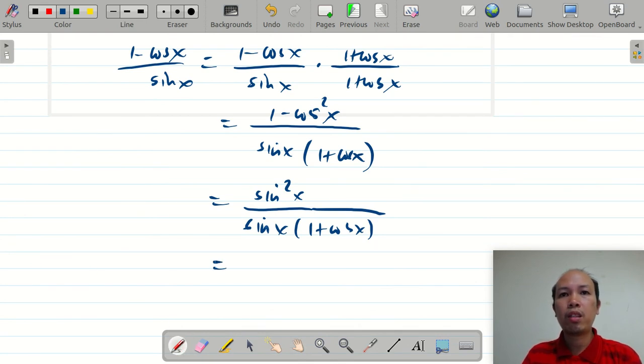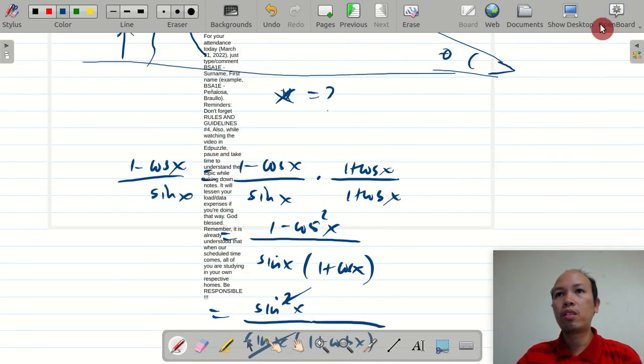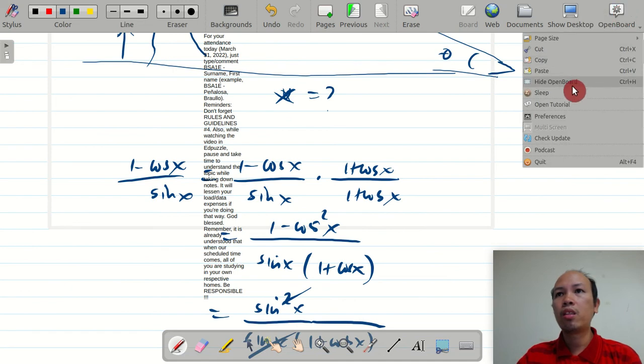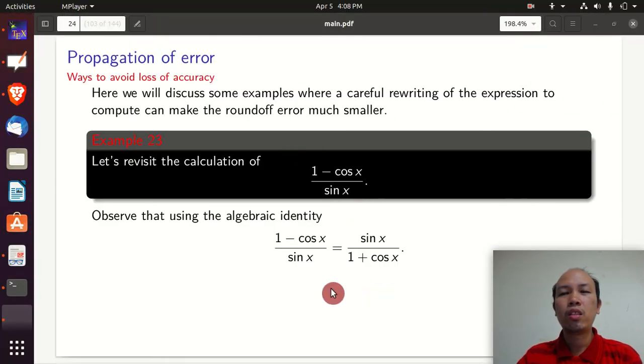This will become, we can cancel out this one here. We have sine x over 1 plus cosine x. So using an identity, one method to avoid an error is to use an identity.